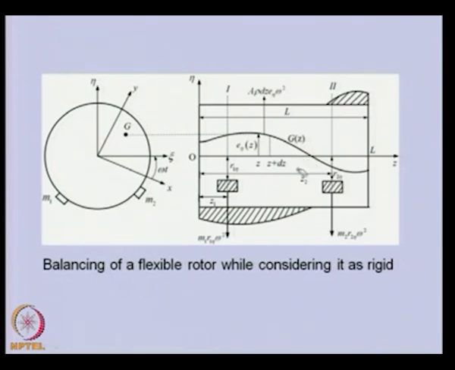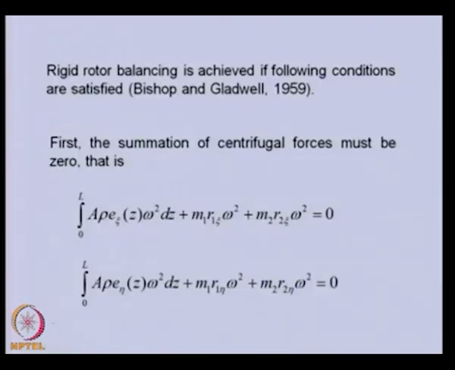Now, if we want to balance this, what are the conditions we need to satisfy? Let us say for the rigid rotor case. In this case, we take the summation of centrifugal forces due to the variation of the eccentricity of the rotor itself. This is the eccentricity, and this is the mass per unit length. If we multiply it by dz, that will be the mass of a slice of the rotor, and because this is the eccentricity, that is the total unbalance. If we multiply by omega square, that will be the centrifugal force. This we are integrating over the whole length of the shaft.